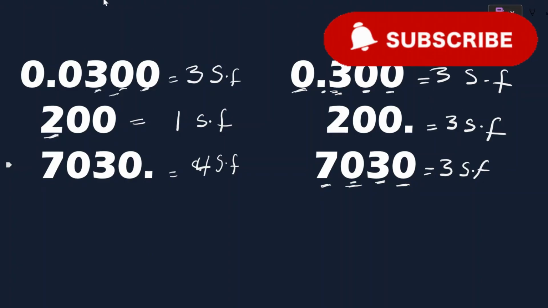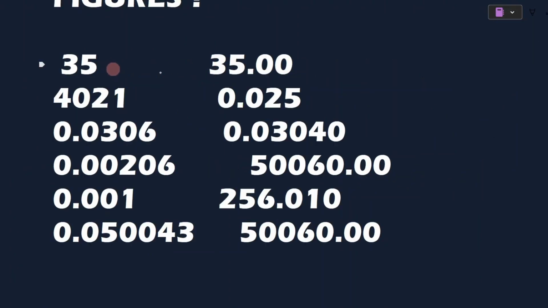Let's see another example. Now, looking at these questions, 35, is this significant or not? It is significant. We have 2 significant figures here. Here, we have a middle zero. And remember, all middle zeros are significant. Therefore, we have 1, 2, 3, 4. We have 4 significant figures. Here, remember, all leading zeros are non-significant, and we also have a middle zero here, and all middle zeros are significant. We now have 1, 2, 3 significant figures.